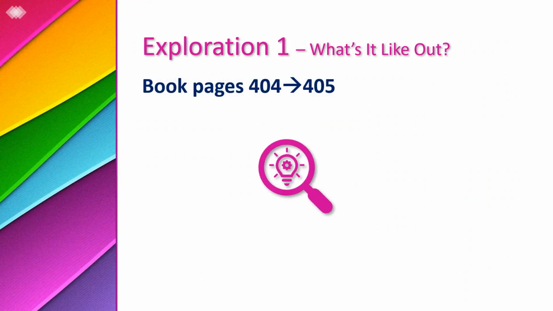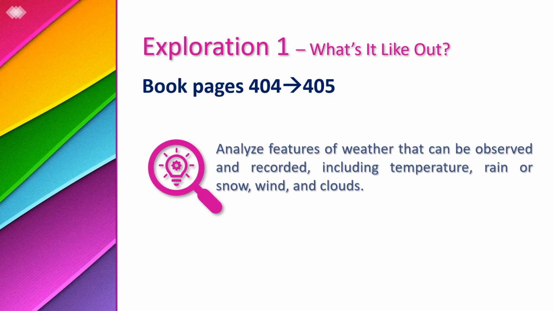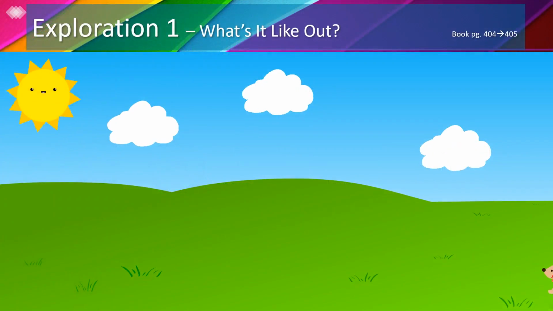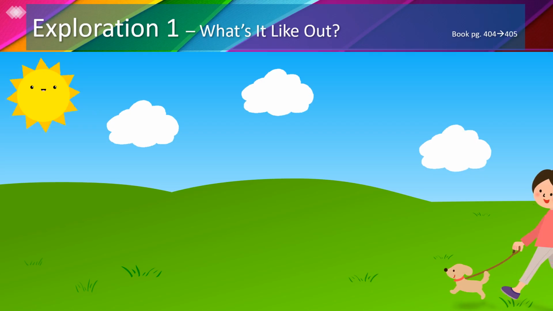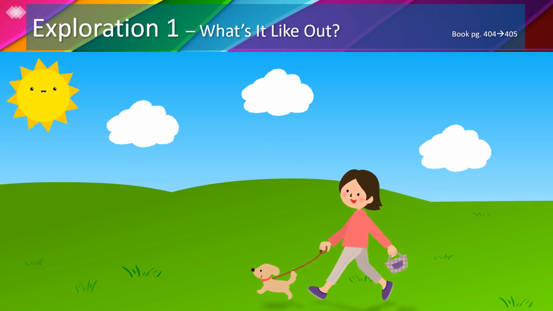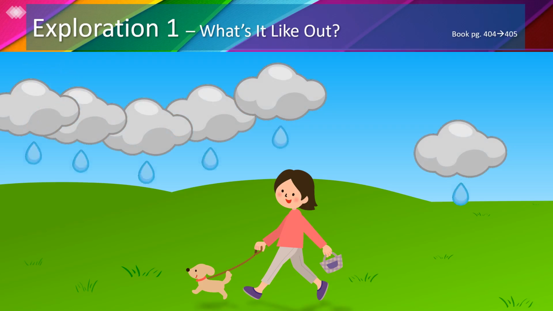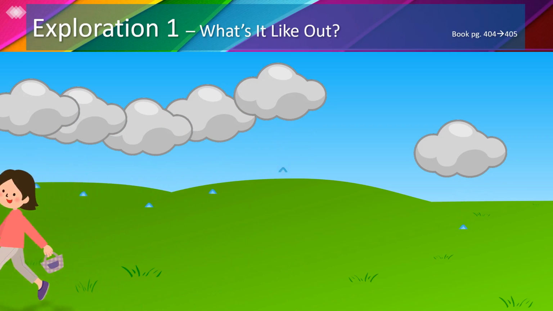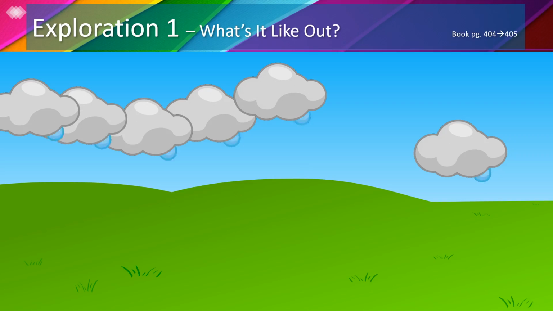In Exploration 1, we will analyze features of weather that can be observed and recorded, including temperature, rain or snow, wind, and clouds. Imagine going outside on a sunny morning. The sky is blue, a few fluffy white clouds are visible. Suddenly, dark clouds appear and rain pours down. This is what we call a change in weather.